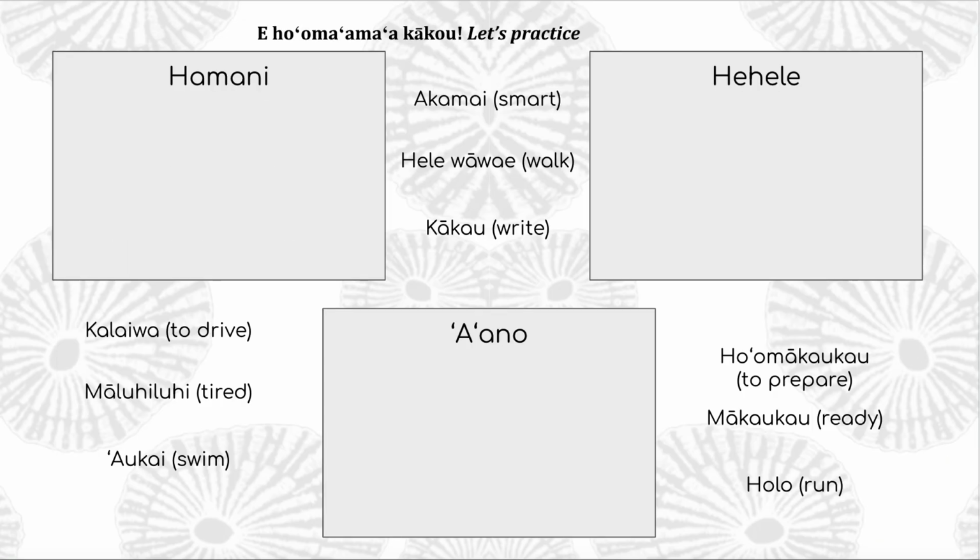So let's ho'omāma'a, let's practice. Go ahead and move these or write them on a piece of paper or your notebook. Go ahead and identify each of these words between hehele, a'ano, and hamani. You can go ahead and pause this video, jot these words down in the right category, in the right pahu, the right box, and then play the video to see the answer key.